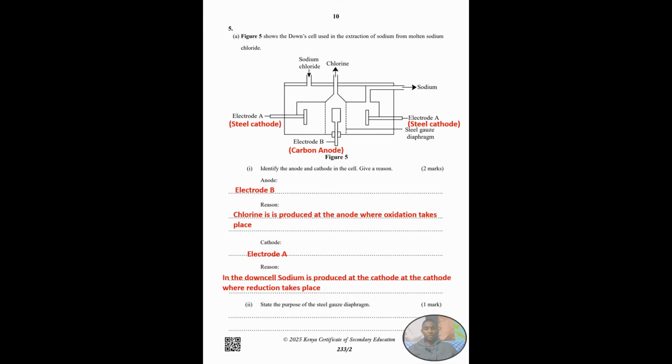Then we have Roman 2. State the purpose of the steel gauge diaphragm. As I've said, the work of the steel gauge is to prevent chlorine and sodium from recombining. So once we form chlorine at the anode and sodium at the cathode, there are chances of them recombining, and that's the reason the steel gauge is placed in between them, so that the two do not recombine.